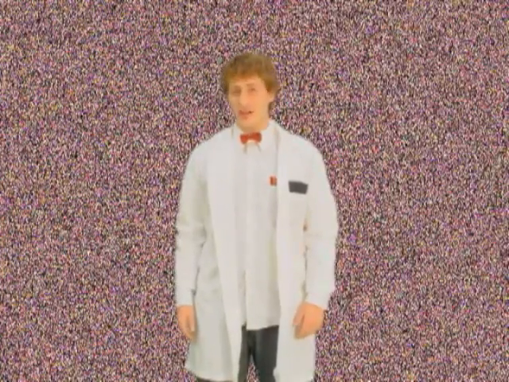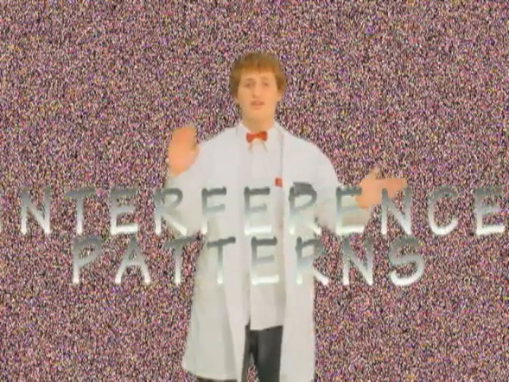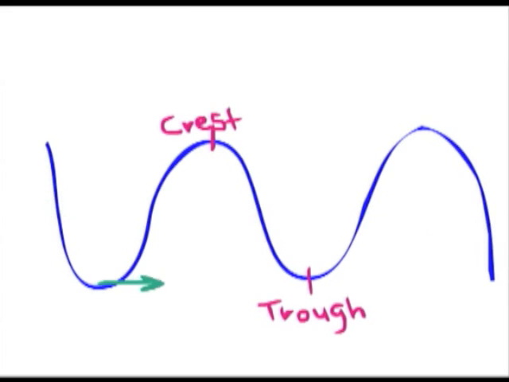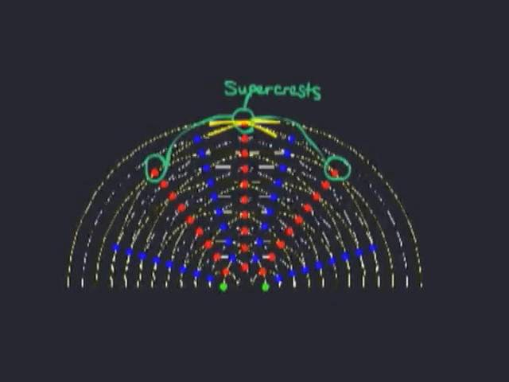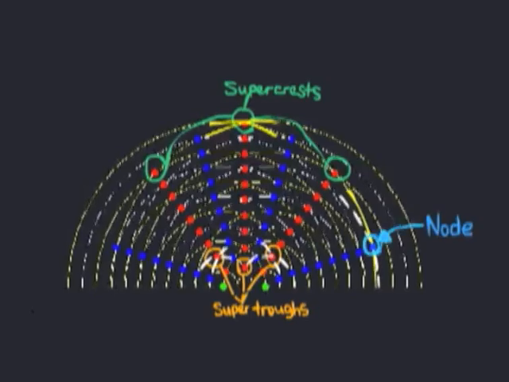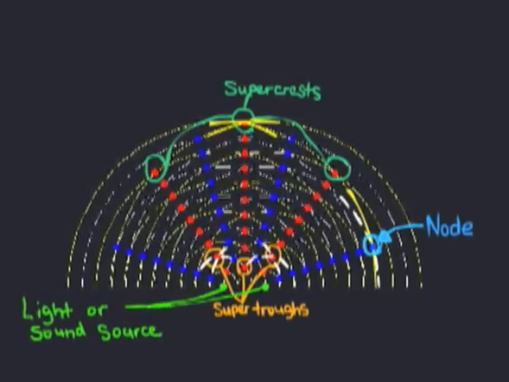The fourth and final wave tendency I'm going to teach you about today is interference patterns. Waves for sound and light are no different than waves in water at the beach. They have a crest and a trough, and these play into diffraction. When two waves come into contact with each other, they create either a supercrest, a supertrough, or a node.